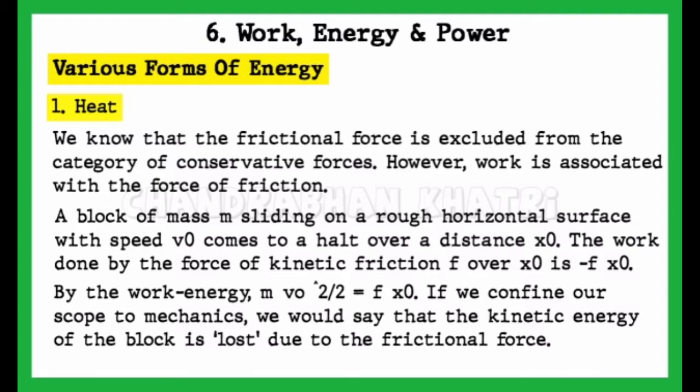A block of mass m sliding on a rough horizontal surface with speed v naught comes to a halt over a distance x naught. The work done by the force of kinetic friction f over x naught is minus f into x naught. By the work-energy theorem, m v naught squared upon 2 is equal to f into x naught.